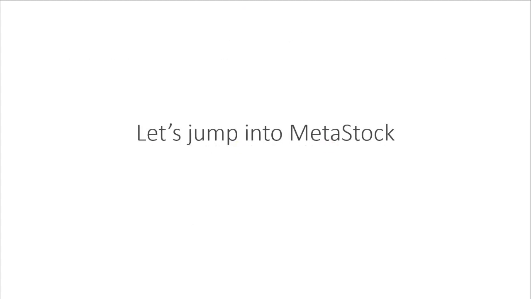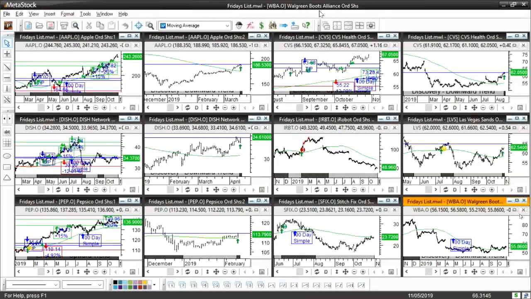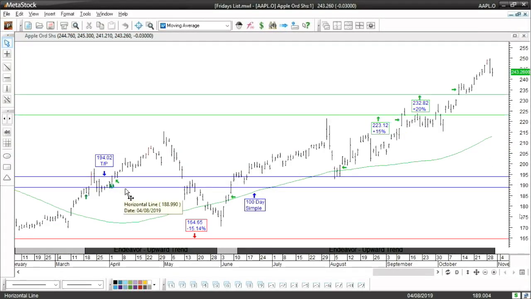Now, to bring this a step further, and enough of trying to explain exactly how it works, we're going to jump into Metastock, and we're going to see some actual stocks and how they progress in green. Okay, now the first stock I have here for an example is Apple. And everybody's familiar with Apple.